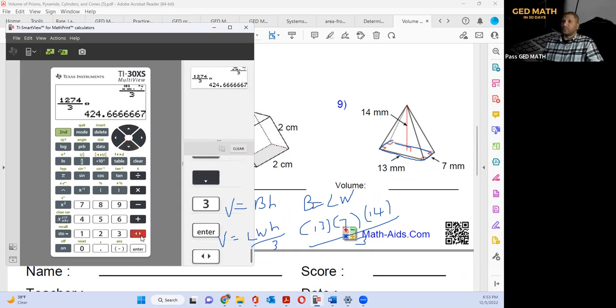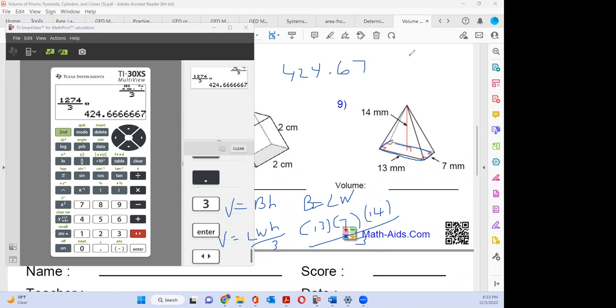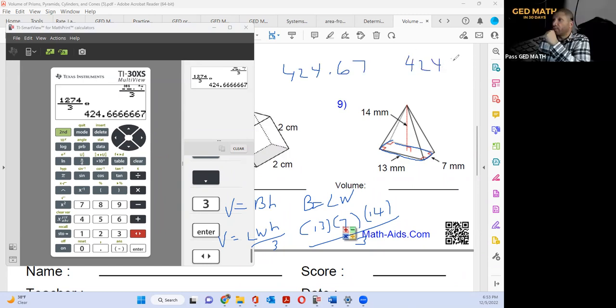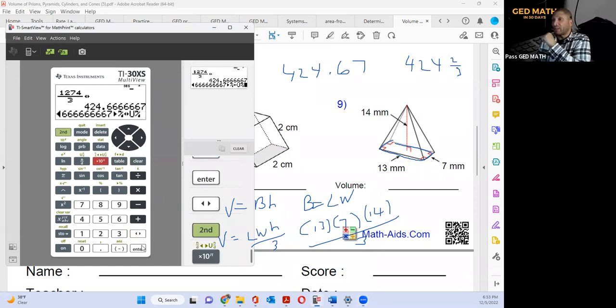Change it to a decimal. 424 2/3. If you don't know 0.67 is 2/3, know your fraction decimal percent equivalence. This is 424.67 or 424 2/3. Well, say you didn't know it was 2/3. It doesn't matter, because I know how to use my calculator.